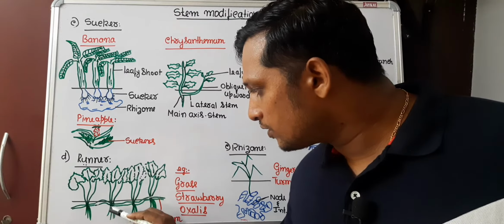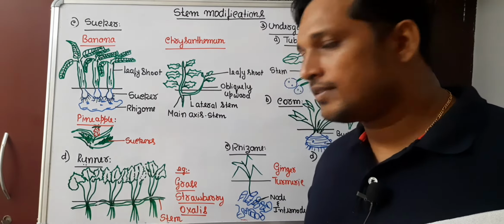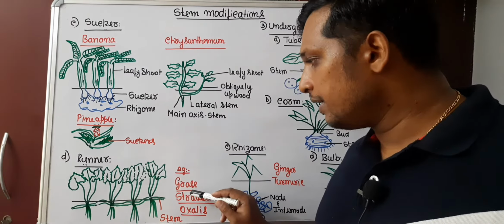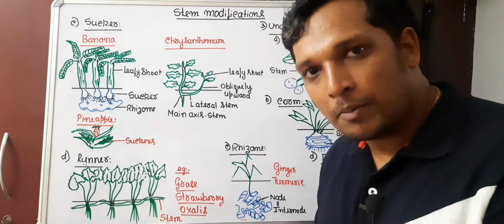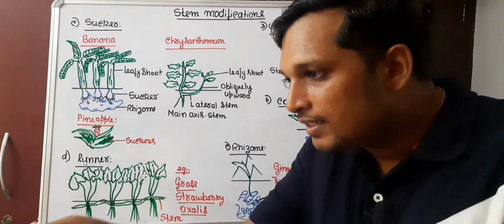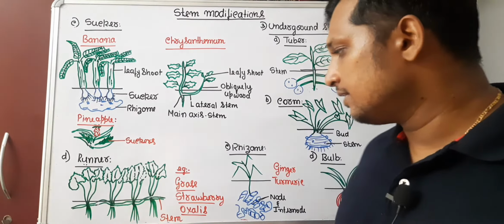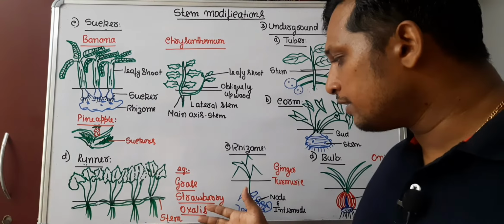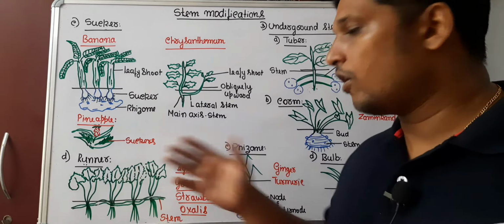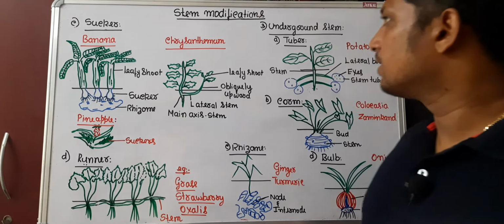Wherever there are nodes, they produce root as well as shoot. Example, grasses. When you try to uproot grass, you will find its runner has spread to a larger area. That is in grass. Then strawberry as well as oxalis also show runners.